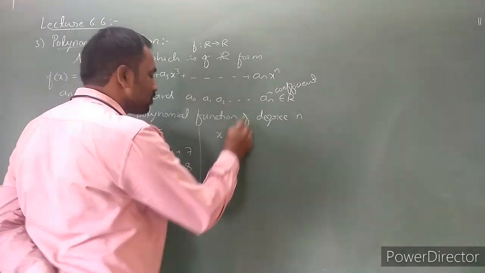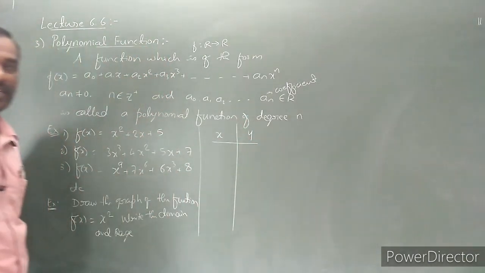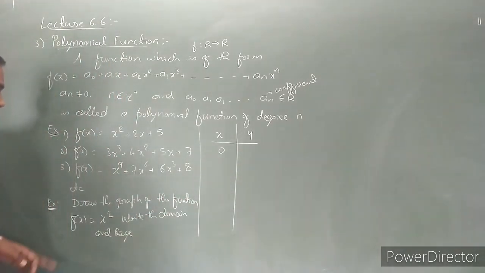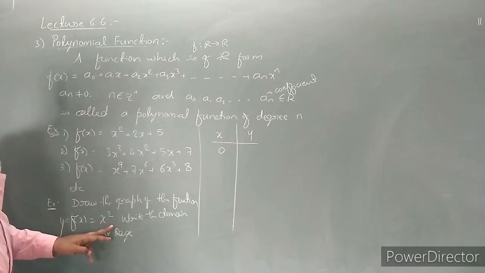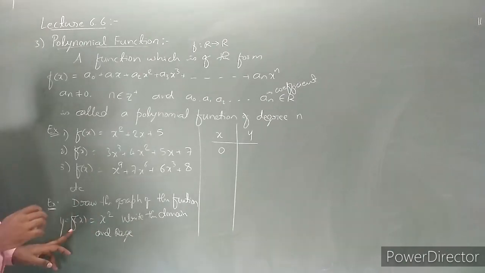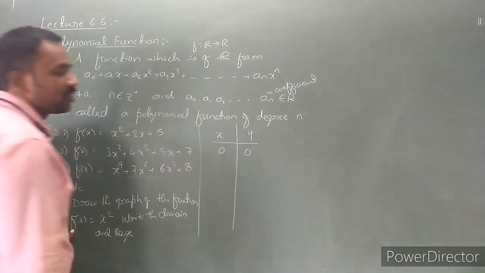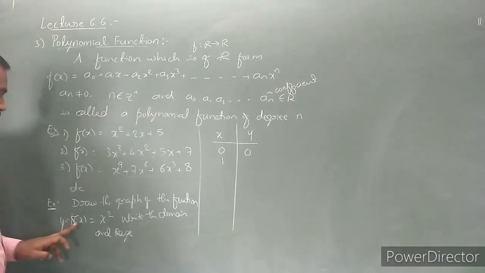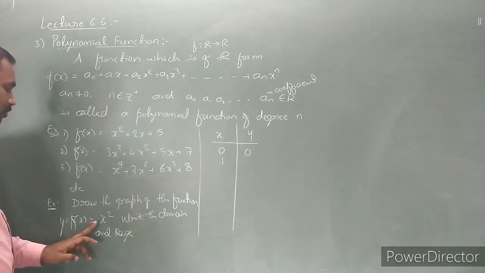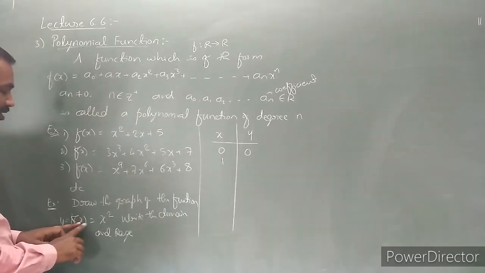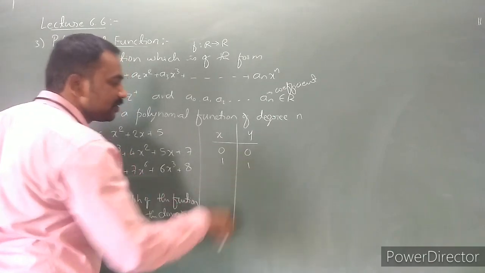Now I am going to choose the corresponding x and y values. If x is 0, what is the y value? y is nothing but f of x. If x is 0, what is the f of x value? f of 0. Wherever x is there, replace 0. 0 comma 0. If x is 1, what is the y value? The y value is f of 1, that is the image of 1 under the function f. Wherever x is there, replace 1. 1 square is 1.